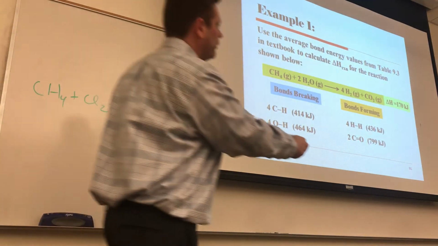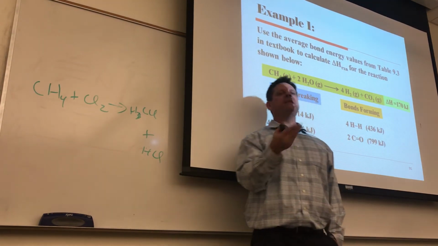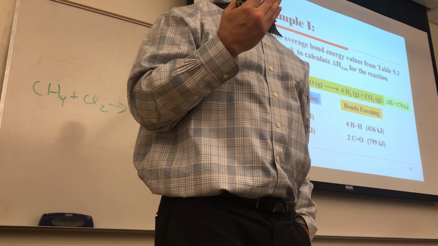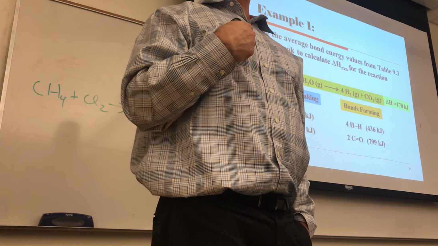Oh, here's the total. So it gives me this, out of all that, you get 170 kilojoules. That means it's endothermic. Isn't the products first? Doesn't matter, does it? In this case, it doesn't matter, right?